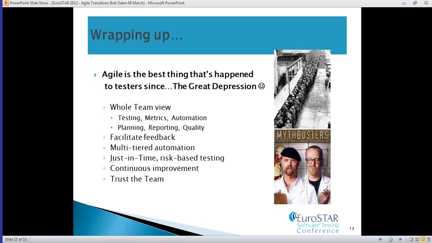The team should always be improving. How do we get better? How do we produce better code? How do we get better integration? How do we get customer feedback earlier so that we don't have a wasted loop? And then trust the team. You want to trust each other and expect your leadership to trust your judgment as a team.